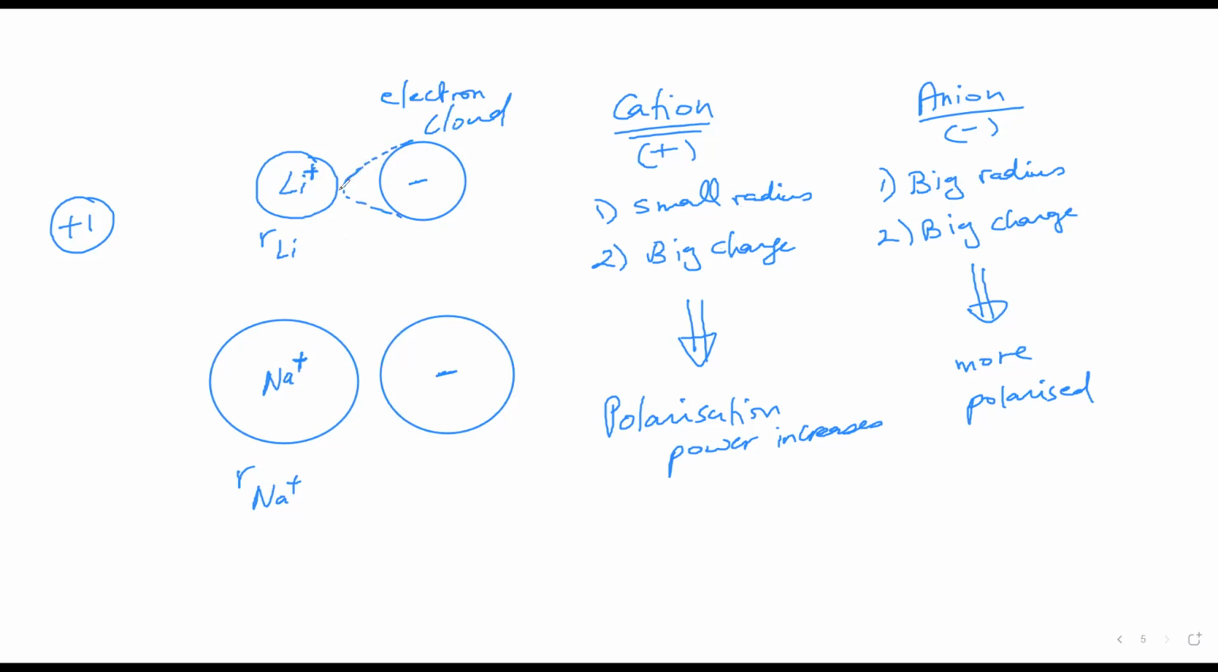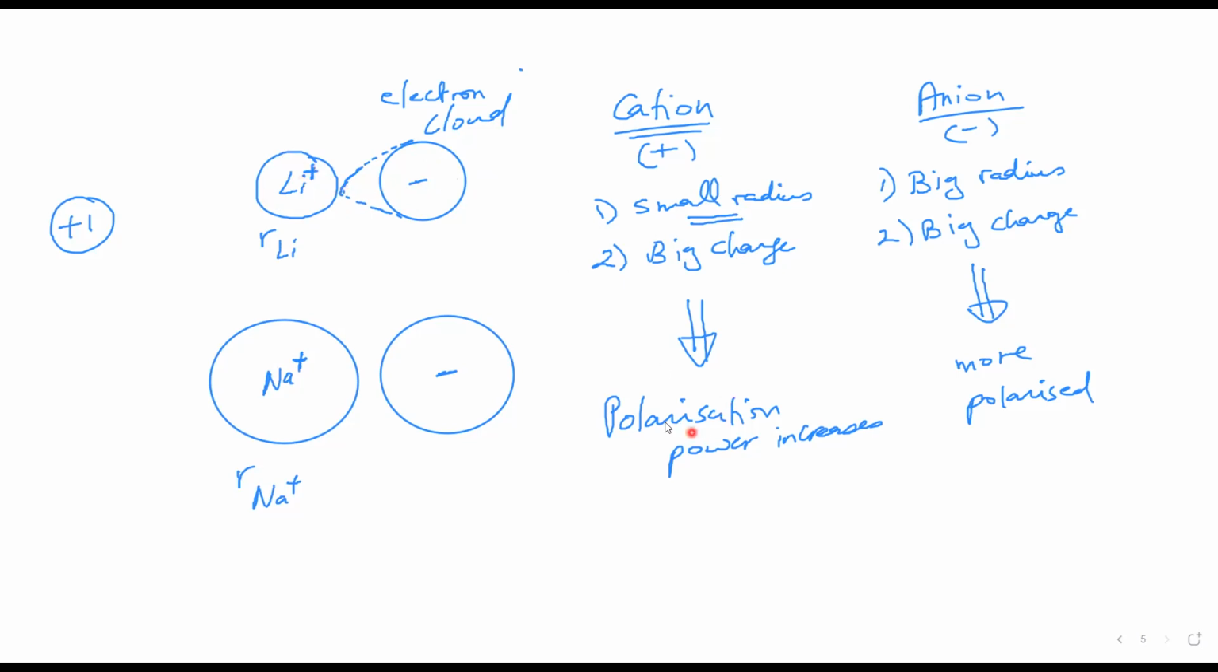So if we compare lithium with sodium ions, as the lithium ion has a smaller radius, and of course both have a similar charge. If we have a smaller radius, this means that the positive charge is concentrated on this small radius, and it will have the ability to pull the electrons of the negative ion towards itself. And we say that this is called polarization.